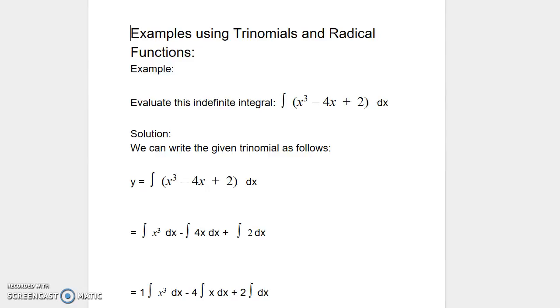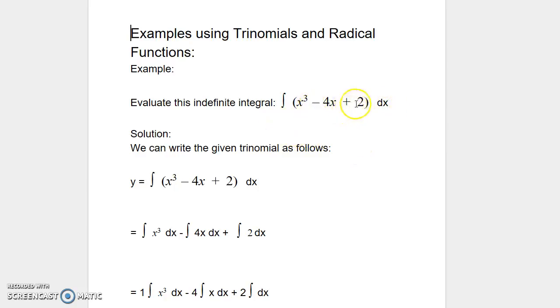This presentation is part of the playlist Indefinite Integrals More Examples. In this presentation, we will be solving example problems related to trinomial functions and radical functions. So let us look at an example. We want to evaluate the indefinite integral of x cubed minus 4x plus 2 dx.